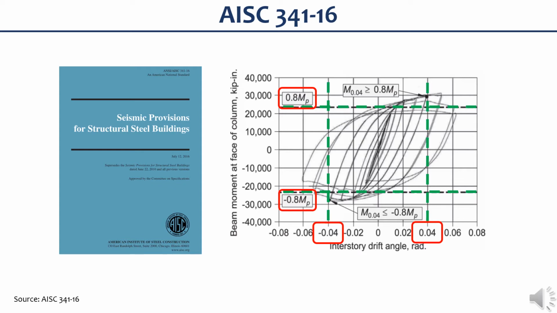at least 4% without significant loss in the flexural capacity of the beam below 80% of its plastic moment capacity. And that should be based on qualifying cyclic test. Now, this requirement for acceptable strength degradation is illustrated in the hysteretic response curve shown on this slide.